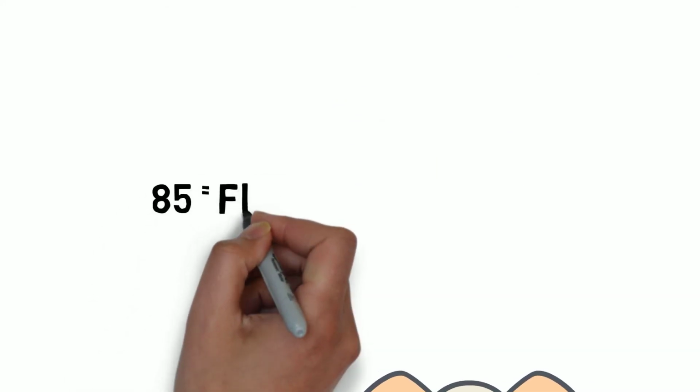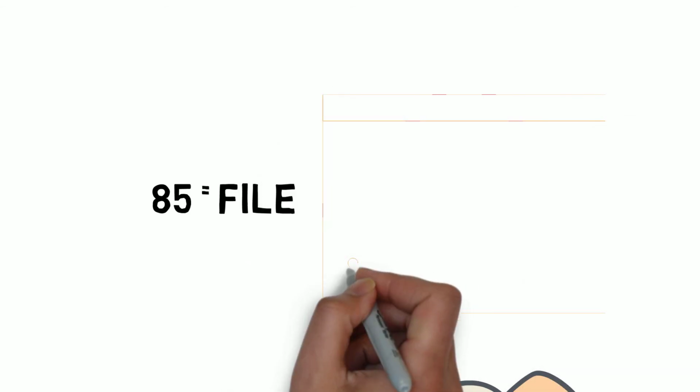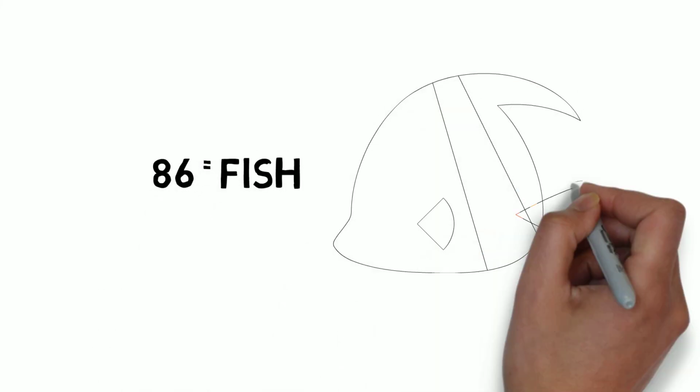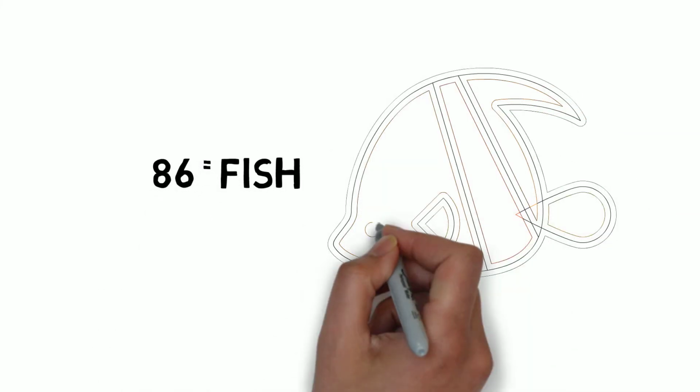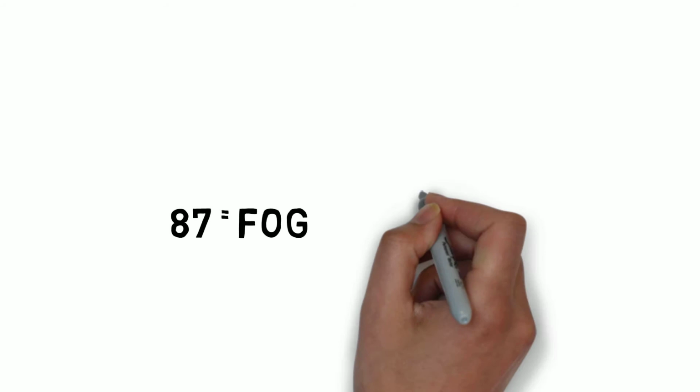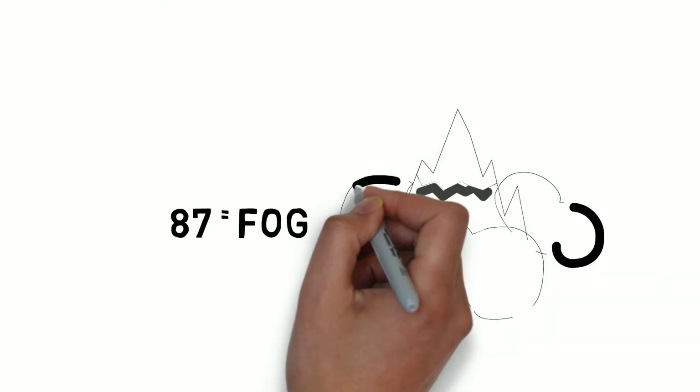File represents 85 for me. I imagine a file full of documents. For 86, I use the word fish. I picture a fish for 86. With 87, I use fog to represent it. I imagine thick fog whenever I see 87.